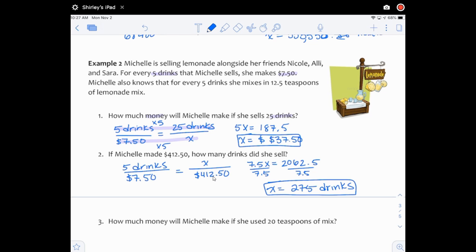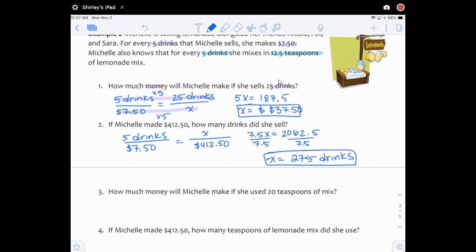How much money will Michelle make if she uses 20 teaspoons of mix? So now I'm comparing money to teaspoons. There's not really a sentence in here comparing money to teaspoons. All I know is that 5 drinks is $7.50 and 5 drinks is 12.5 teaspoons. But you can kind of think about this in terms of the transitive property. I have this 5 drinks overlapping. So if $7.50 is the same as 5 and 12.5 is the same as 5, then I can eliminate that middleman of 5 drinks and set up my proportion with this information over here.